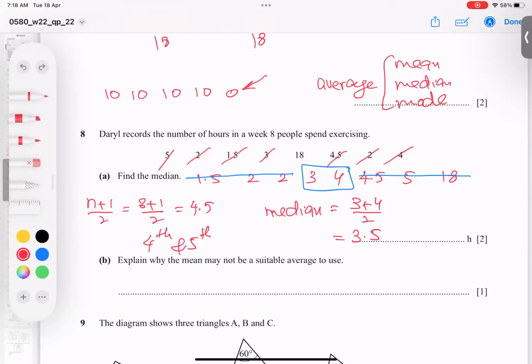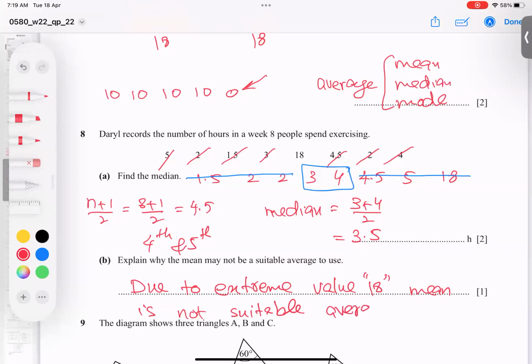Same way here, you can see that due to one abrupt value, one awkward value, one extreme value, 18, you can say that the mean may not be a good average. So due to the extreme value, the mean is not a suitable average. I believe you got my point clear.